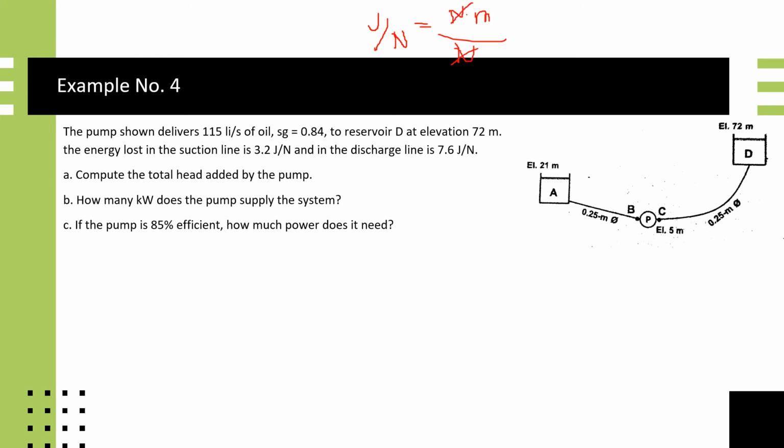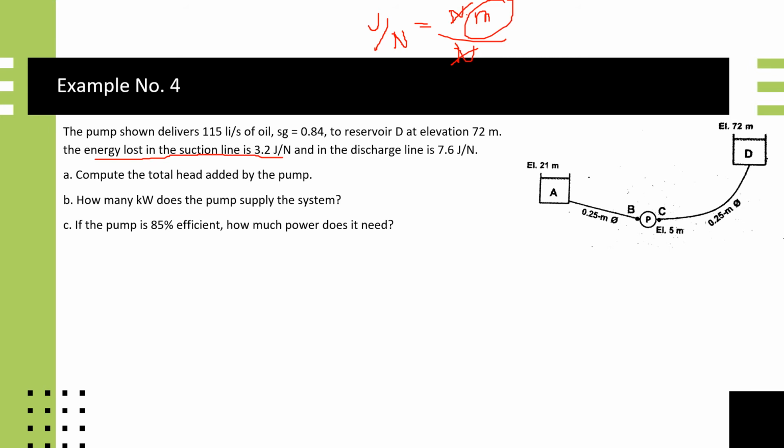That is meter. Ibig sabihin yung 3.2 energy loss na yan, that is your head loss. Head loss lang yan, hindi kayo maloloko dyan. Compute the total head added by the pump. How many kilowatts does the pump supply the system? And then letter C, if the pump is 85% efficient, how much power does it need?